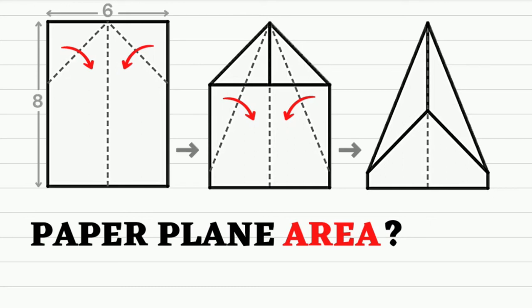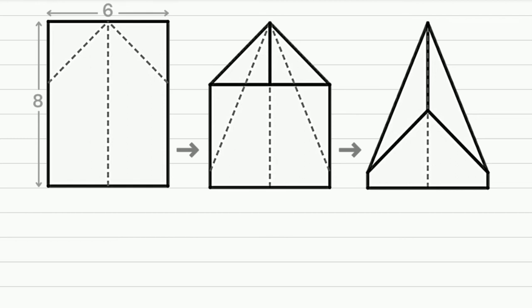Here we have a geometry problem. We take a paper rectangle and fold it a few times, and it becomes something like a paper plane. Now we want to find the area of this paper plane. So let's see how we can solve it. This is the final shape.